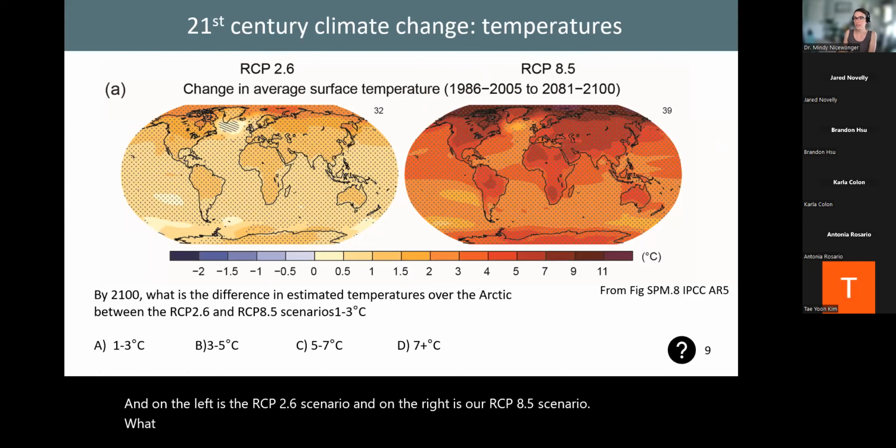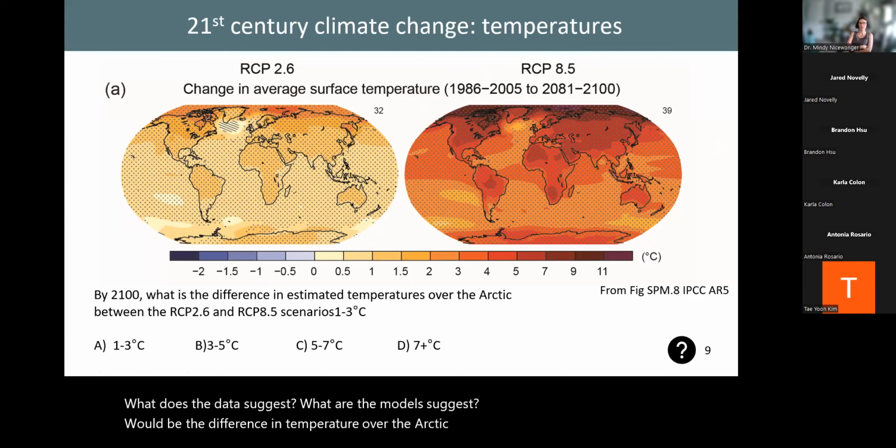What does the data suggest? What do the models suggest would be the difference in temperature over the Arctic between our two scenarios?